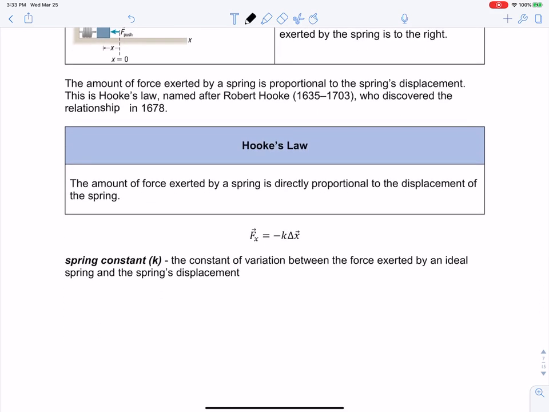Hooke's law states, the amount of force exerted by a spring is directly proportional to the displacement of the spring, and can be summarized in this equation, where K is a special value called a spring constant. It's the constant of variation between the force exerted by an ideal spring and the spring's displacement. The way you can remember this is the tougher it is for a spring to be stretched or compressed, the larger its K value, or its spring constant. Delta X is the displacement by which this spring is either compressed or stretched.